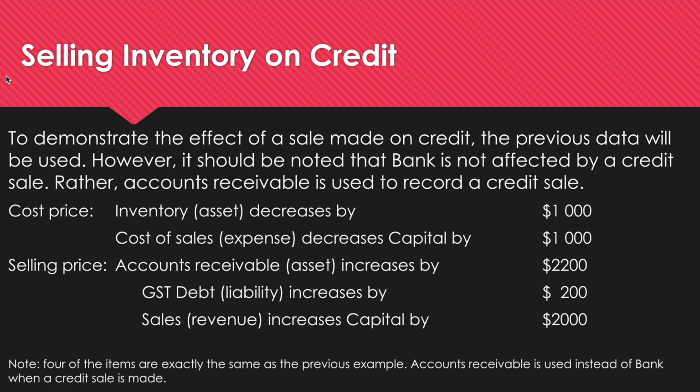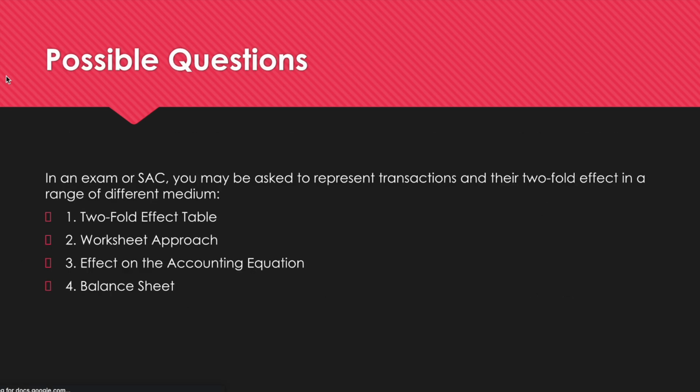So let's look at the note below. So four of the items are exactly the same as the previous example. Accounts receivable is used instead of bank when a credit sale is made. So yeah, like we said, for credit, it's always accounts receivable or accounts payable, but for cash, it's always bank.